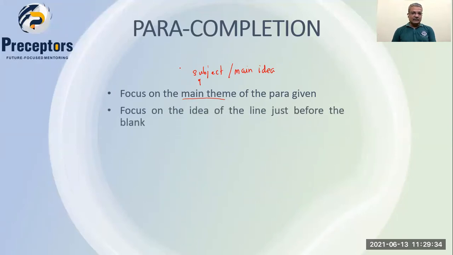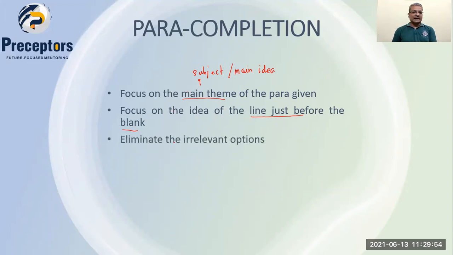The second and the more important one is to focus on the idea of the line just before the blank, because in a paragraph, one line leads to the next. So if the last line is missing, the idea of the previous line is typically used to figure out which one should follow.